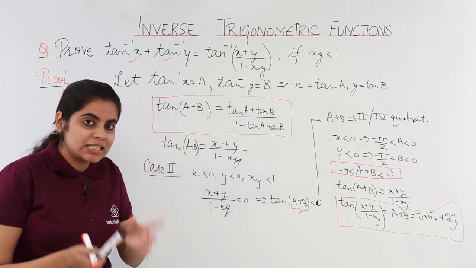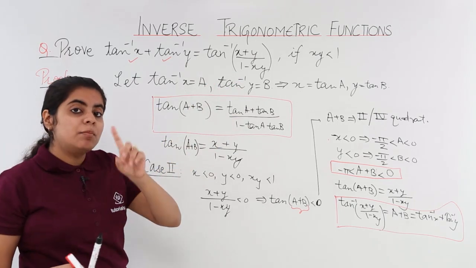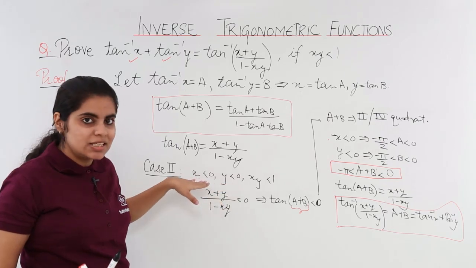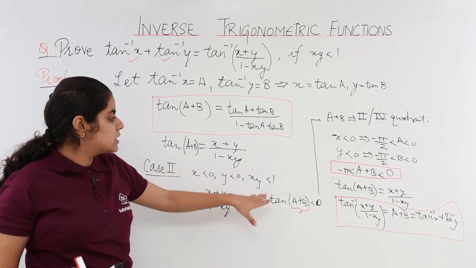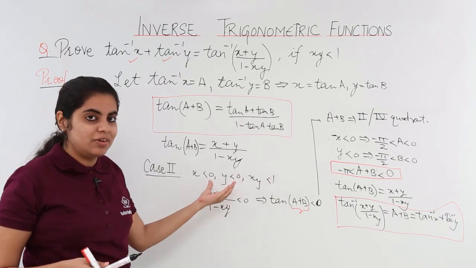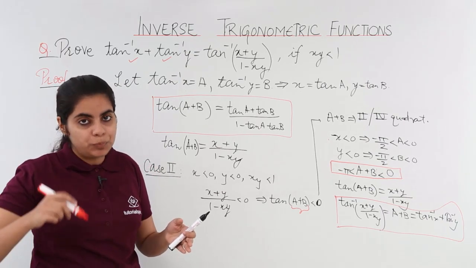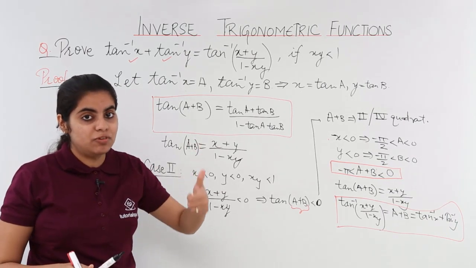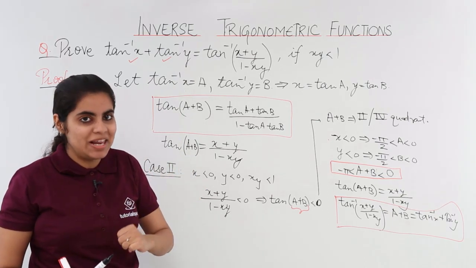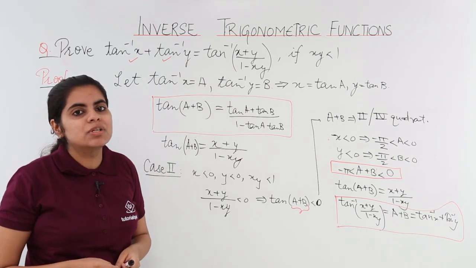So in this case, what did we see? Similar to the first one, we assume the same things, but the difference is that I have taken x and y as both less than 0, and their product is less than 1. In the previous case, there was something different with x and y. There is a third case also, and with these three cases which you will prove, you will finally say from case 1, case 2 and case 3, that tan inverse x plus tan inverse y is equal to tan inverse of x plus y.